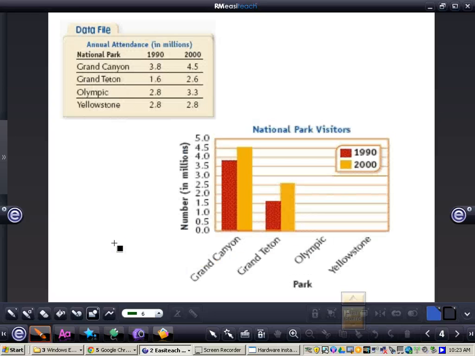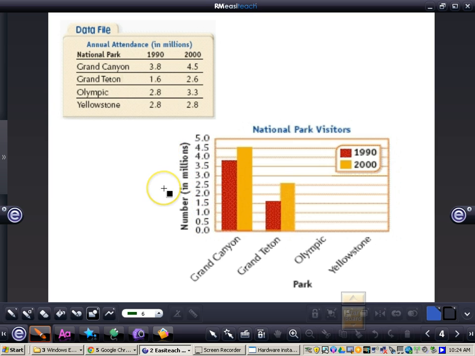Okay, so we can see this is an example of another bar graph. Another double bar graph here. A couple things that we want to recognize whenever we're looking at a double bar graph. You always want to look at the title of the bar graph, which is National Park Visitors. Okay, you want to look at the vertical and horizontal axis. You want to see what the interval is. You can see it's 0.5, but this is actually number of millions. So this is actually 500,000 intervals.